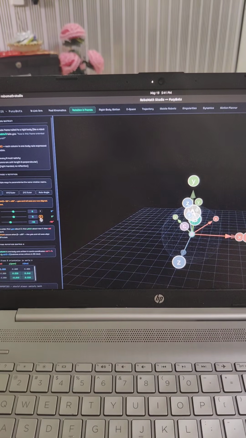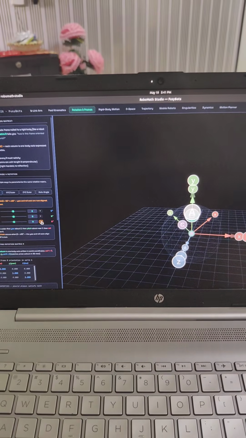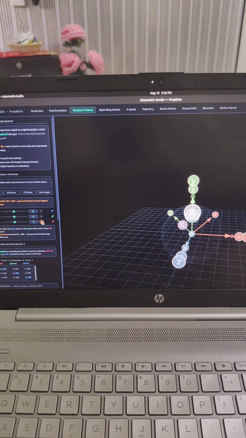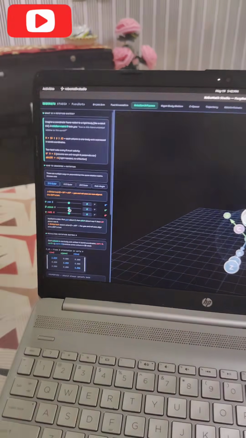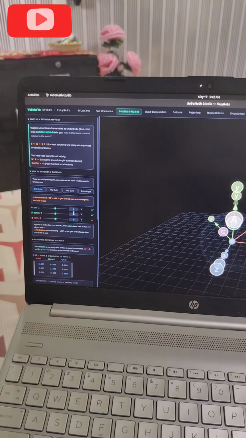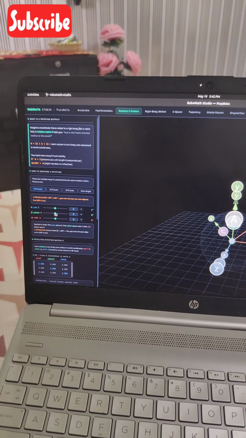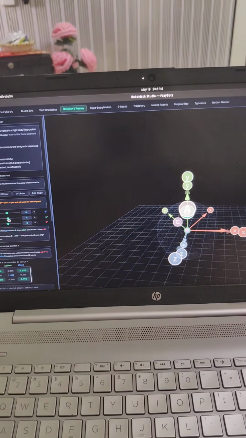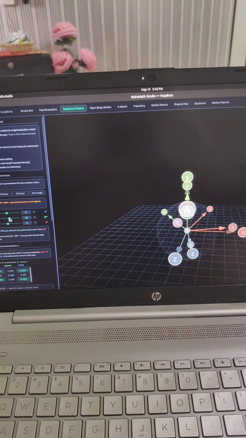Gimbal lock phenomenon occurs in the ZYX Euler angle when beta is plus minus 90, and beta is the angle about the y-axis. So see what happens. I will just make my y as 90. See what happens when I try to make beta as 90. You can see here I'm making the beta as 90.